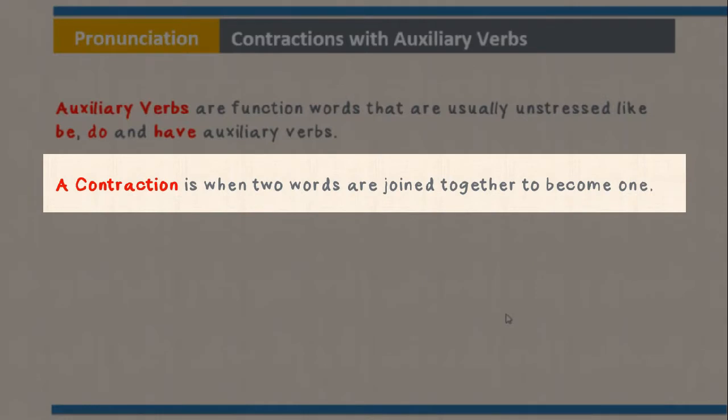A contraction is when two words are joined together to become one.